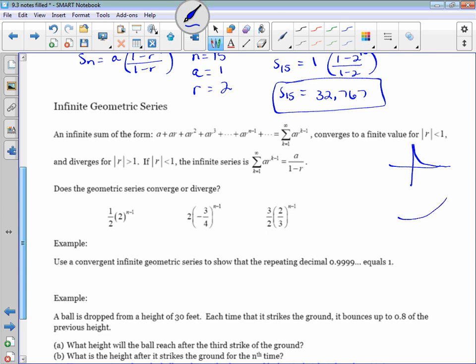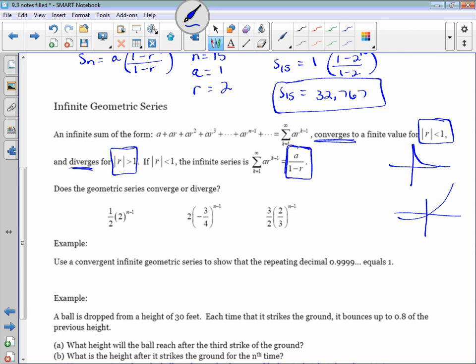Something that's going to grow exponentially, though, are you going to be able to find that? No, because it's just going to get too big. So what you look for to determine which one we're looking at is the R value. If the absolute value of R is less than 1, it's going to converge. If the absolute value of R is greater than 1, it's going to diverge. It's going to go away from it. If it converges, we have this formula to find what the sum actually is. So even though it's infinite, we could still find the sum if it converges.